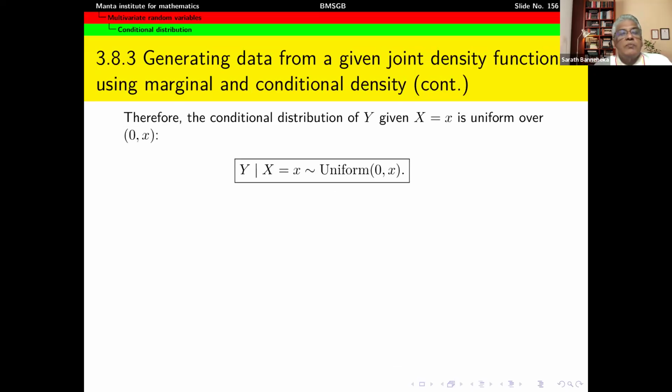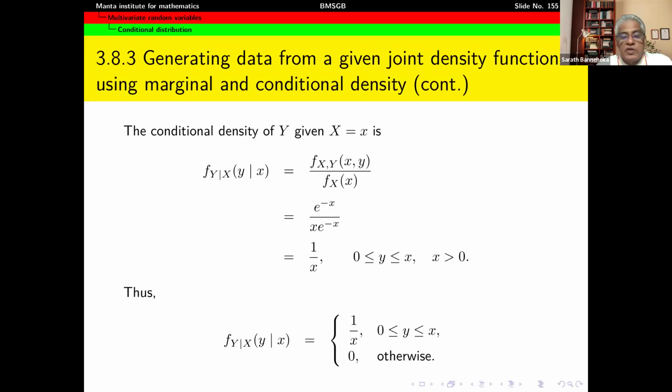Look at this function now. Actually, this thing is 1 over x for y between 0 and x, right? So for a given x, of course, this is a constant. So this is the conditional distribution of y given x. You can see that for a given x, this is a constant and y changes from 0 to x. So it's almost like this.